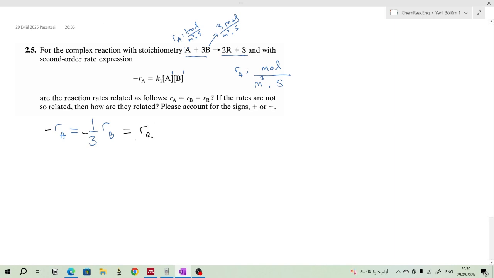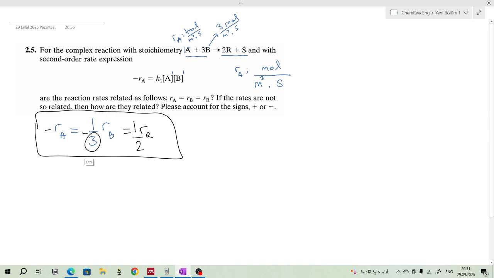So you see that this one has a negative and this one has a plus, so this is the reverse relation between them. RR has a coefficient of 2, so for each 1 mole of species A, I should produce 2 moles of R, which I understand from the stoichiometry. So this is the relation between the reaction rates. There is one thing to know: the coefficients of the stoichiometry. If you have a bigger coefficient, that means you have a faster rate.